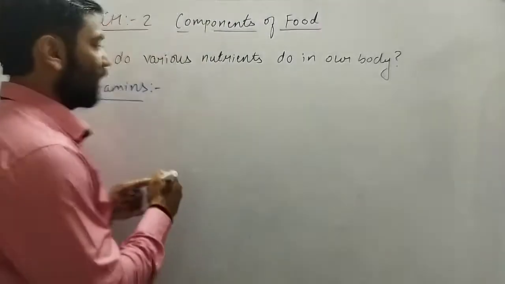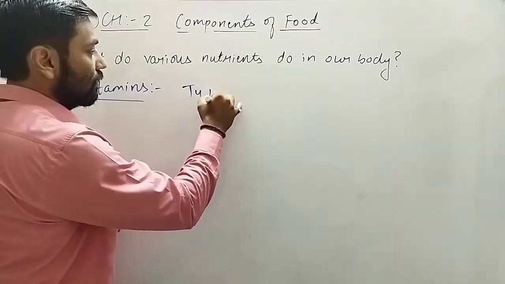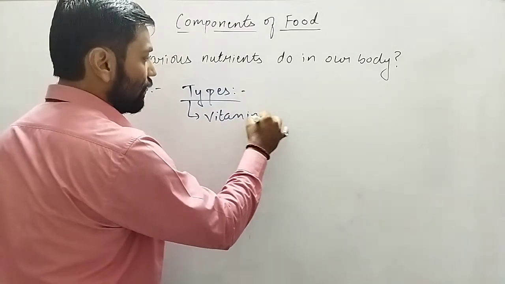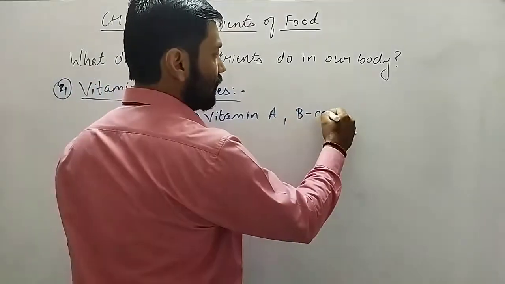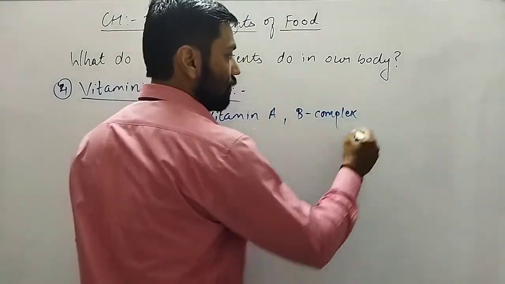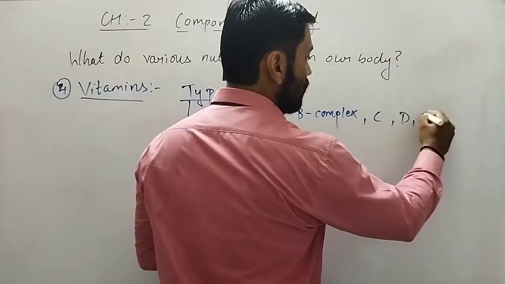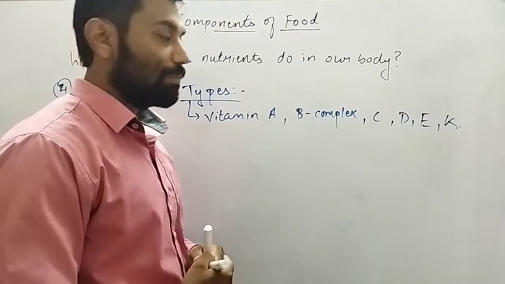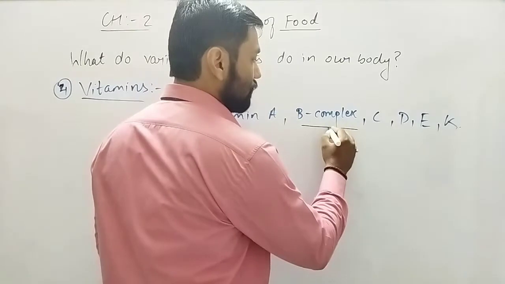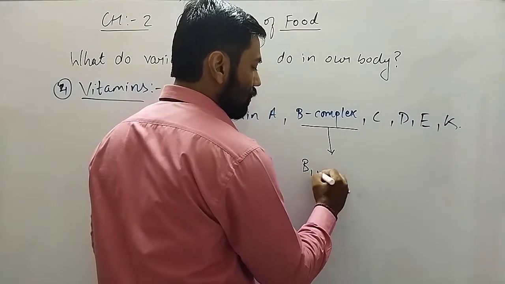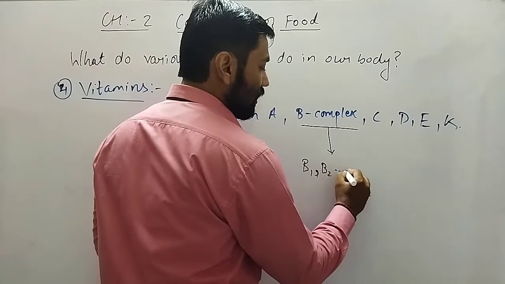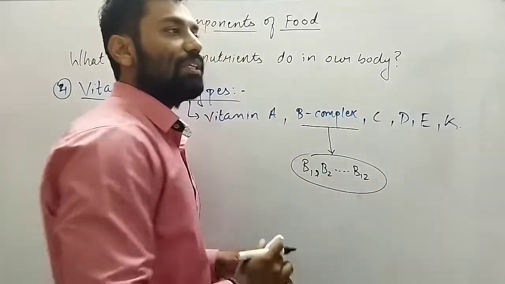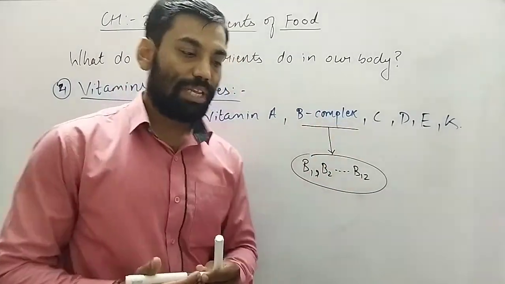So let us discuss various types of vitamins. The types include vitamin A, B complex, then vitamin C, D, E and K. These are various types of vitamins. Why have I written vitamin B complex? Because vitamin B complex includes vitamin B1, B2 till B12. Within vitamin B, there are various types of vitamins. Therefore, I am saying vitamin B complex.